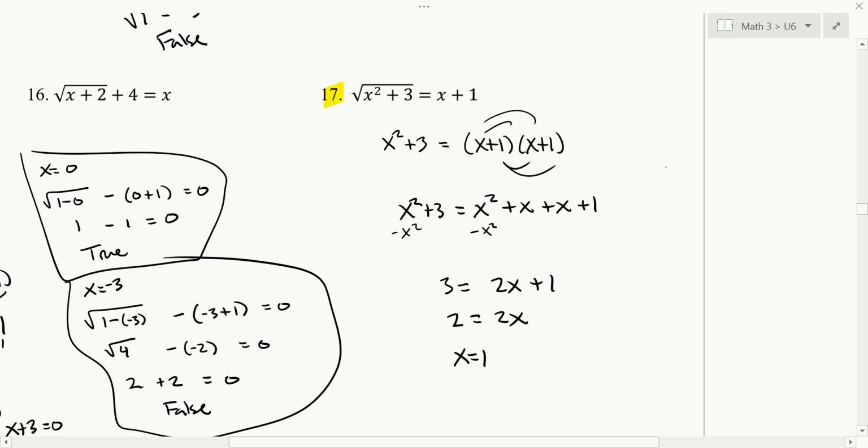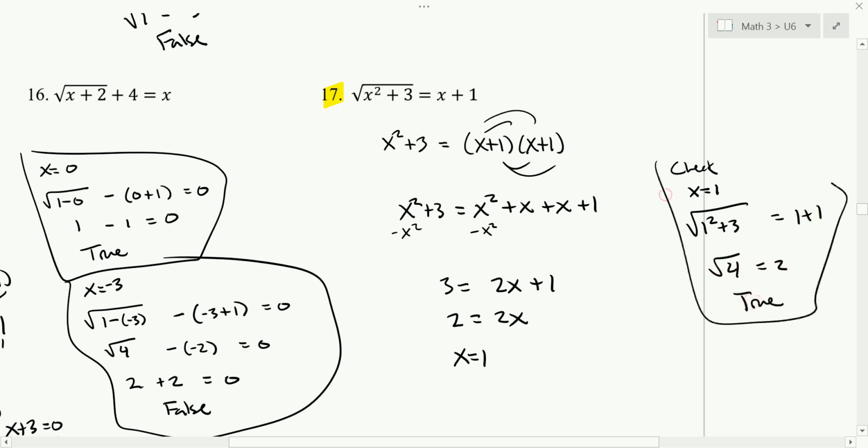Check it out. So if x is 1, we get the square root of 1 squared plus 3 is equal to 1 plus 1, or the square root of 4 is equal to 2, which is true. So we get to keep our answer.